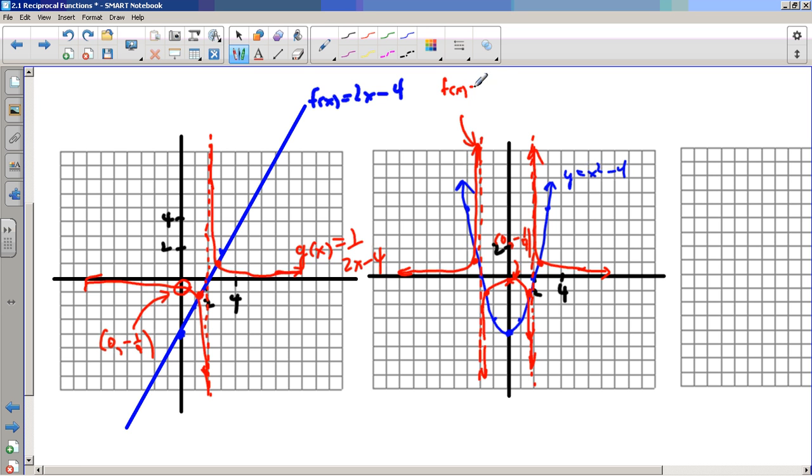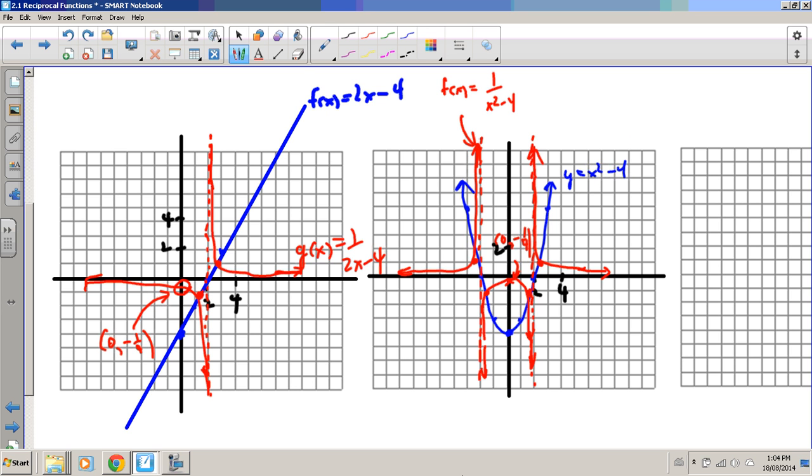F at x equals 1 over 2x squared minus 4. And the whole thing is, again, we graph the bottom and then think about what the reciprocal function looks like. I got one more left, and this one's a little bit of a strange one.